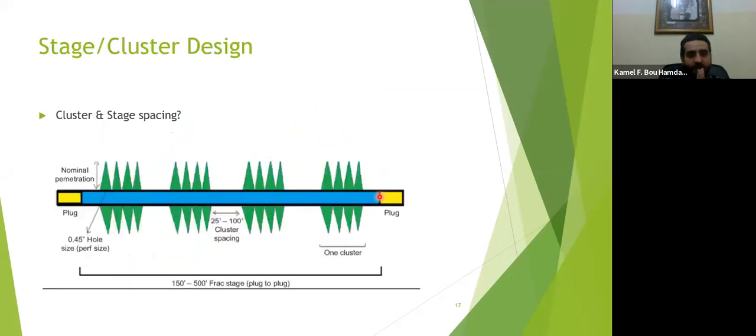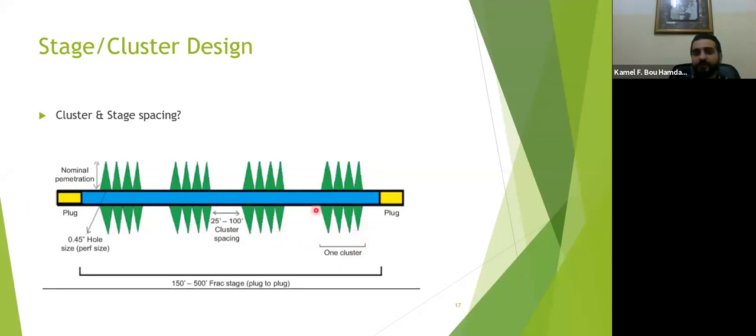So the completion design, as we said, we should have in the end multi-stage fracture, and every stage can be presented as this figure over here. So we have a cluster, and we have some spacing between the clusters. We have perforation holes that are obtained from our perforation guns. And we are going to have plugs which separate this stage from another stage.